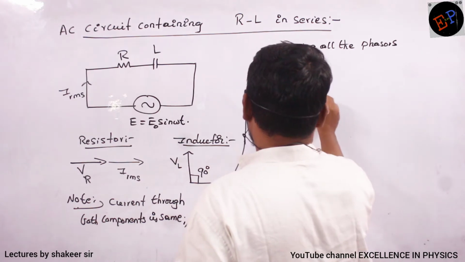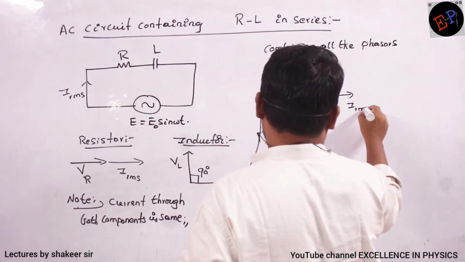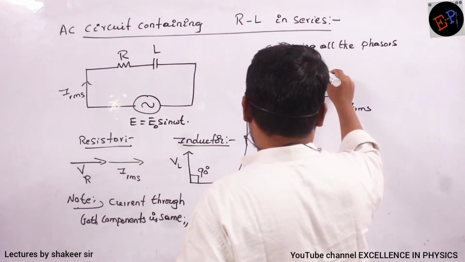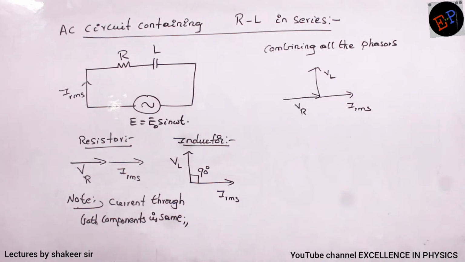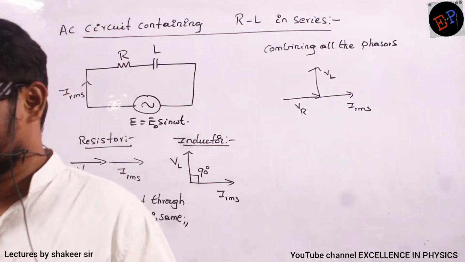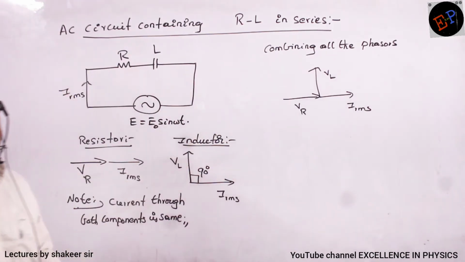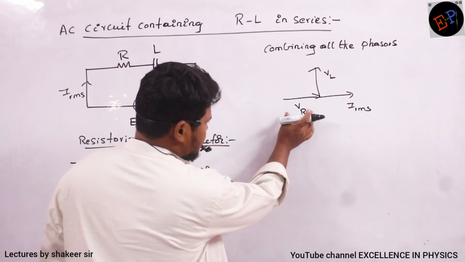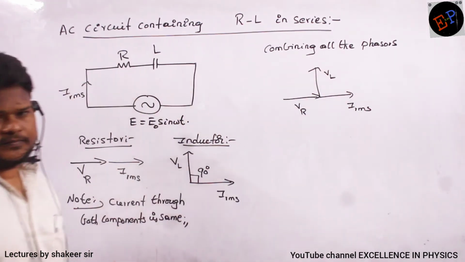So this is VR. This is IRMS. Next, this one is VL. I can combine like this. Okay? 4 phasors are converted into 3 phasors because one phasor is common. IRMS is common for both of them. So this is how I can draw. Clear? Now this is the voltage drop across resistor and this is the voltage drop across inductor.